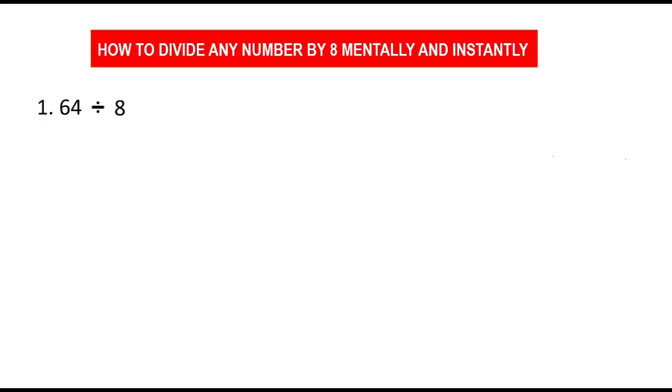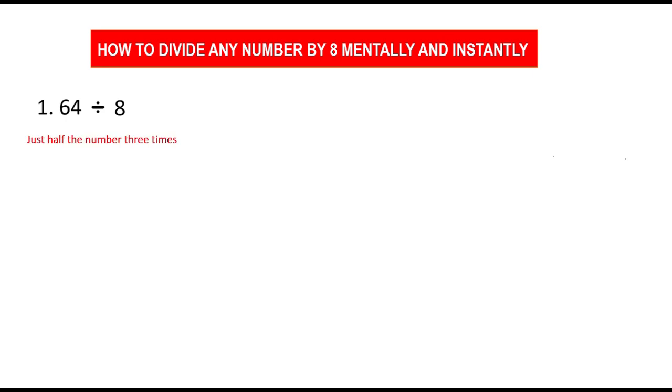We have a number like 64 divided by 8. How do you easily divide 64 by 8? You might have known the answer before now, but if it's a bigger number, how do you easily divide a number by 8? The simple trick to do it is to divide that number 3 times. In other words, you halve the number 3 times and then you will get your answer.